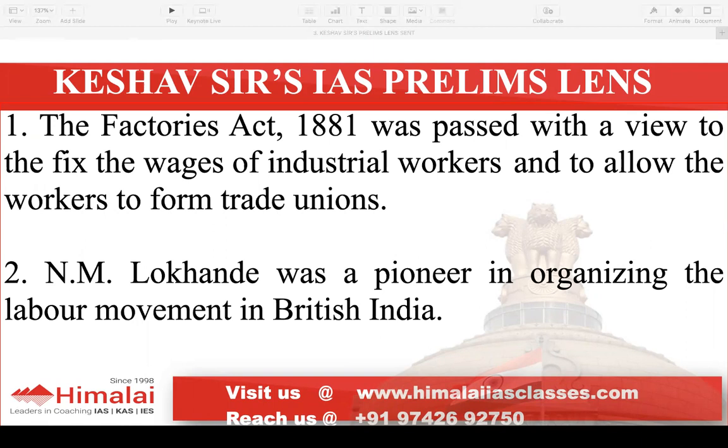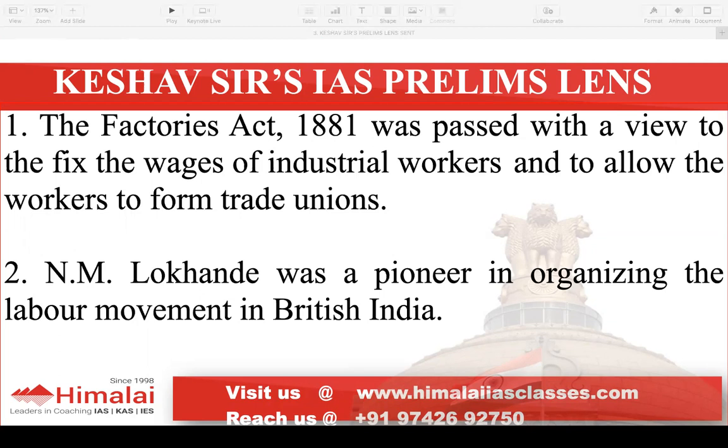Here the correct option is statement 2. N.M. Lokhande is known as the father of trade union in India. So he was a pioneer in organizing labor movement in British India. That is the correct option. That was during 1884, 1885, same time when Indian National Congress was formed. And we must remember the first trade union formed in India is Bombay Millhands Association.